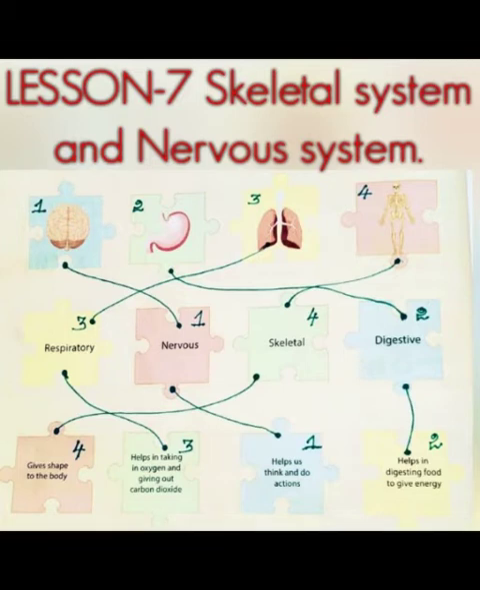In the first row, the organs are given. In the second row, organ systems are given. In the third row, functions of the organ systems are given. In the first row, what's the name of the first picture? The name of the first picture is brain.